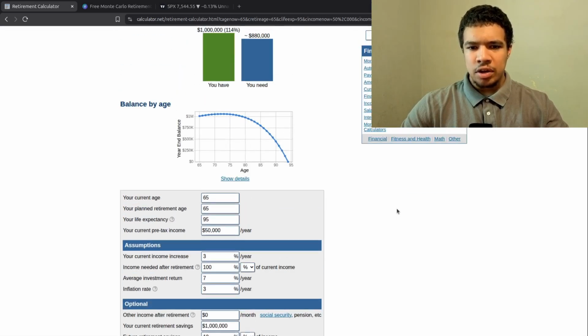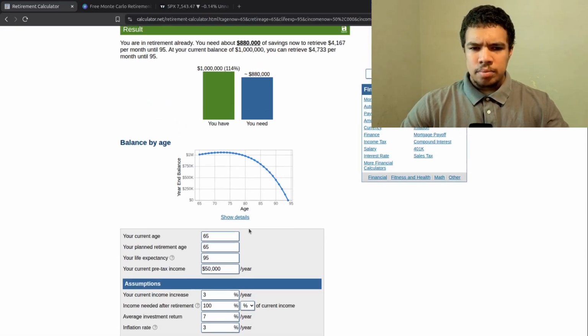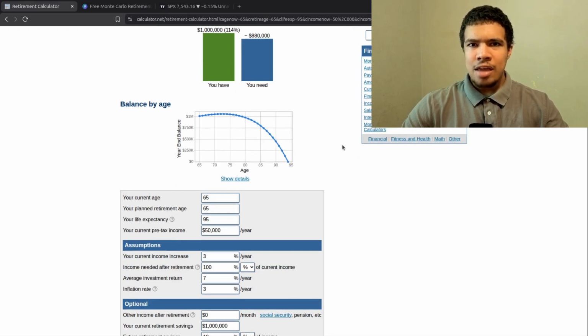Now, the issue with this calculator, these are all pretty accurate assumptions of the average returns over the last 50 or 100 years. And you can see how it has a very smooth curve where you get 7% each year, inflation is 3% each year, and you withdraw 5% roughly each year. Obviously increasing it later in life. But you can see how it's a perfect curve. Now, life isn't like that.